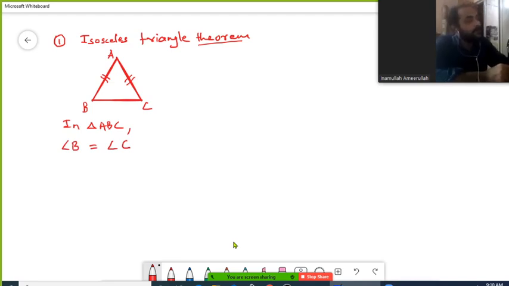So these two angles are equal because they are base angles of an isosceles triangle. This is one of the properties of an isosceles triangle, that base angles of an isosceles triangle should be congruent. Look at this. This angle should be equal with this.